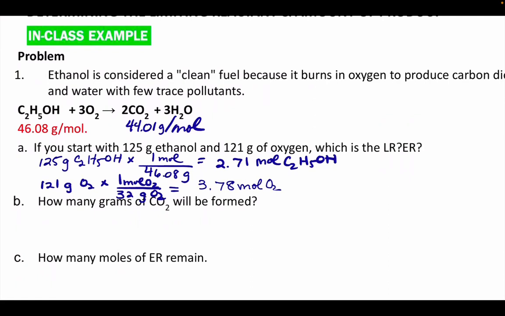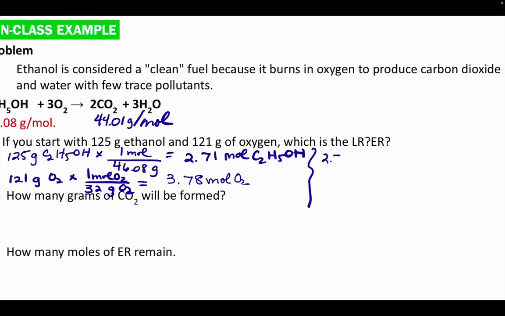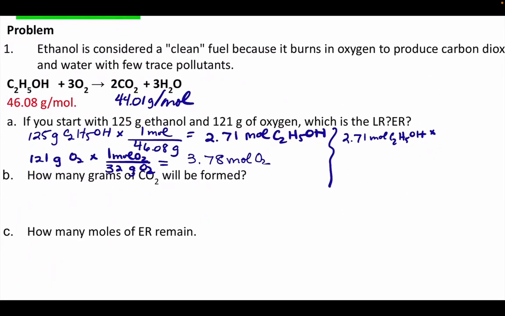My second step is I'm going to take one of these and convert it to moles of the other. I'll do that over here. It doesn't matter which one, I'm going to start with my ethanol, and I'm going to multiply by my mole ratio. So 3 moles of O2 for every 1 mole of ethanol. So when I do that, I get 8.13 moles of O2. So in order for 2.71 moles of ethanol to react, I would need 8.13 moles of O2.